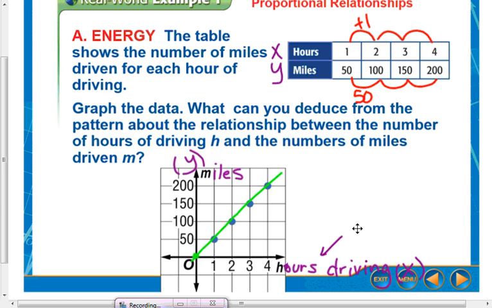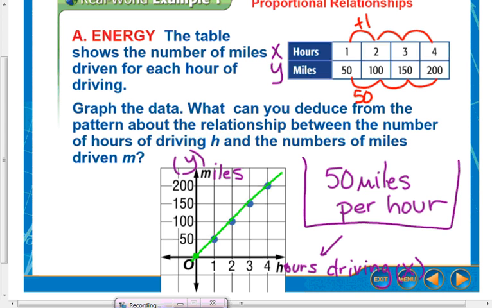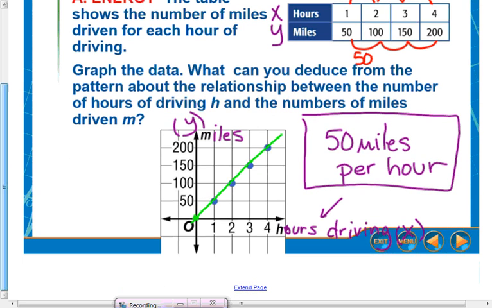So if we write this, what can you deduce? I'm going to say, in words, that we are going 50 miles per hour. Of course, per hour means how many hours? 1 hour. Did we answer the question? What can you deduce? That's our deduction. Okay.